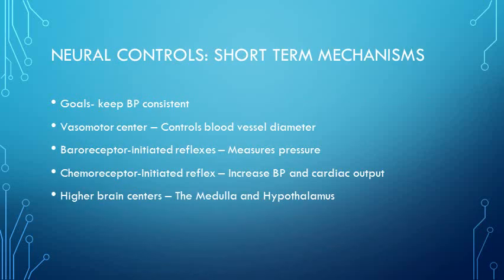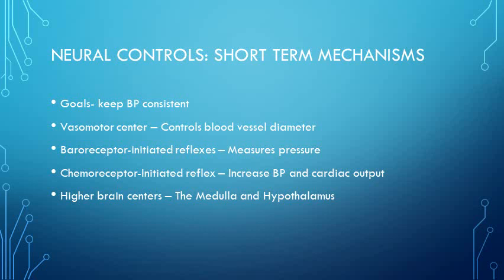When dealing with blood pressure, there are short-term and long-term mechanisms. There are neural controls, whose goal is to keep blood pressure consistent. There are vasomotor centers, which control blood vessel diameter, baroreceptor-initiated reflexes, which measure pressure, and if they detect a pressure increase, they cause vasodilation, which will lower blood pressure, and if they detect a pressure drop, they'll vasoconstrict, increasing blood pressure.